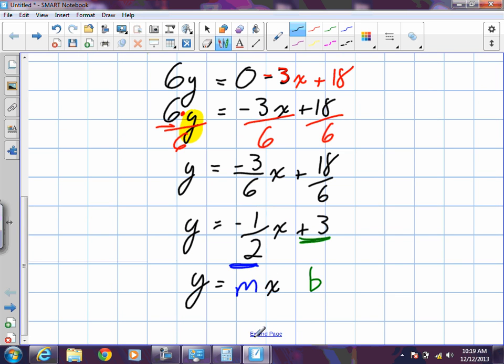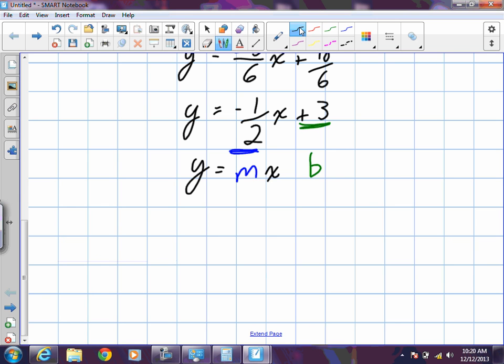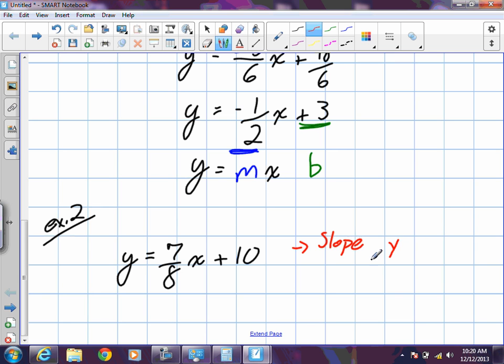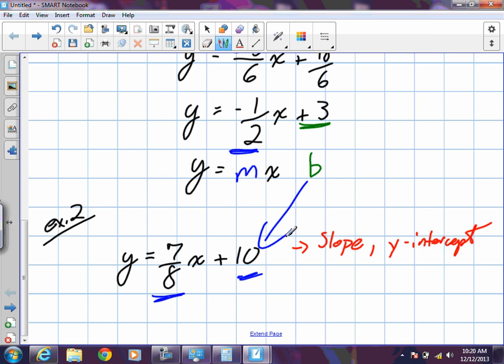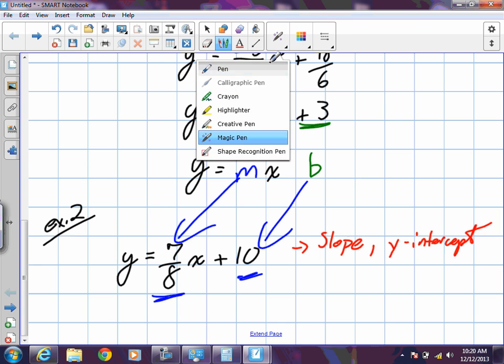Now, I'm going to give us something very different. Okay, call this example 2. Let's say we're given y is equal to 7 over 8x plus 10. Okay? What form am I in? It's called slope y-intercept. It's literally called that because when I look at it, I can see the slope and the y-intercept. Here's our y-intercept. Here's our slope. Forget the plus here.